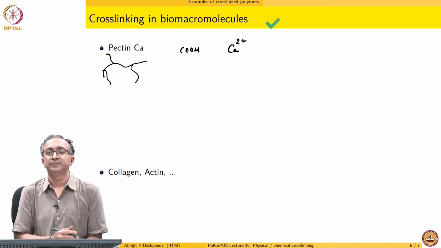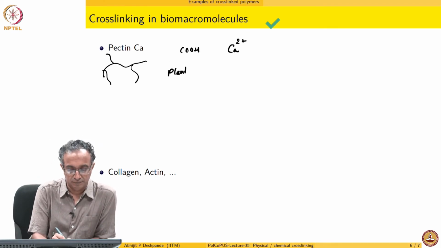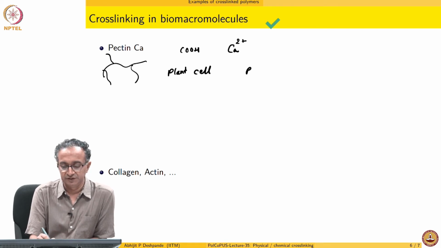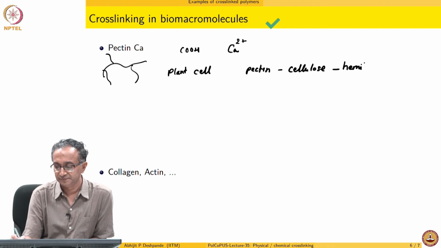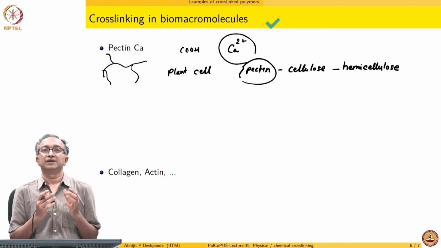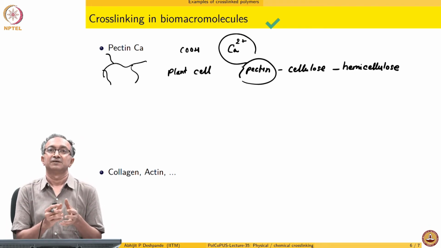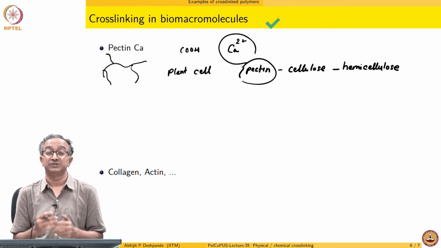Now, why is this important? Because in a plant cell wall, for example, we have distribution of pectin, cellulose and hemicellulose. And it's the pectin with its cross-link with calcium which determines how the cell wall behaves. In fact, when a fruit ripens, we know that its skin becomes soft. And part of the processes which change the mechanical response of the skin is what happens to pectin.